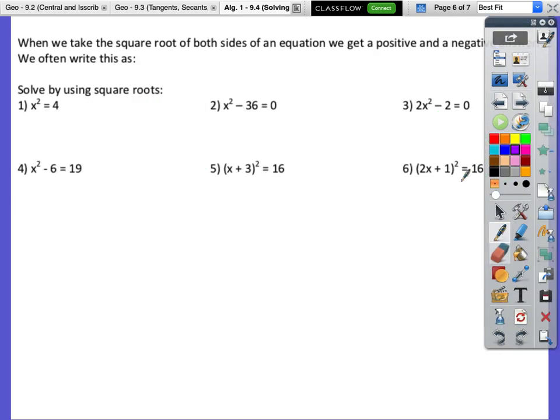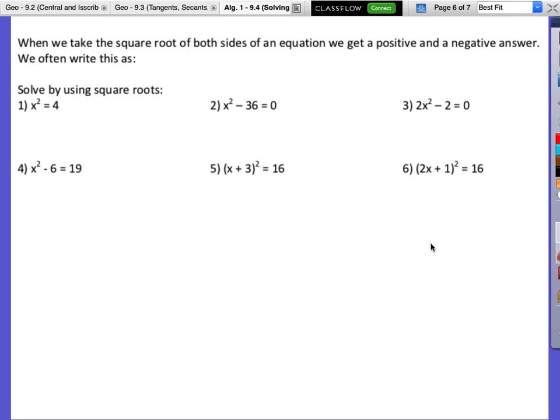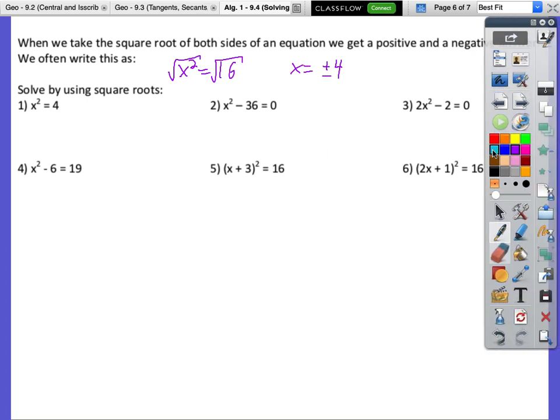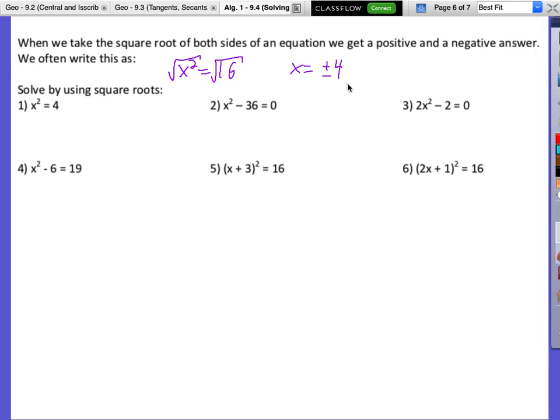So right below this, it says kind of what I just talked about. When we take the square root of both sides of the equation, we get a positive and negative answer. So we often write this as, well, if we have x squared is equal to 16, we square root both sides, and we get x is equal to what? 4. But not only the positive 4, we also have negative 4. Because here's the thing. I want you to write down what's in purple right now, but you do not have to write down what I'm about to do in the light blue.